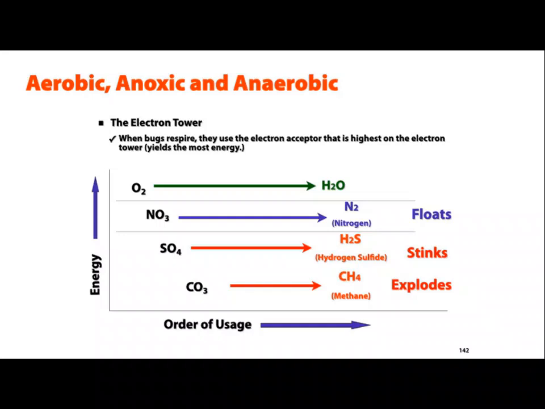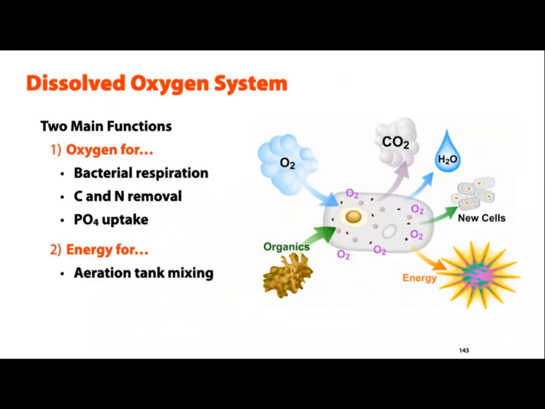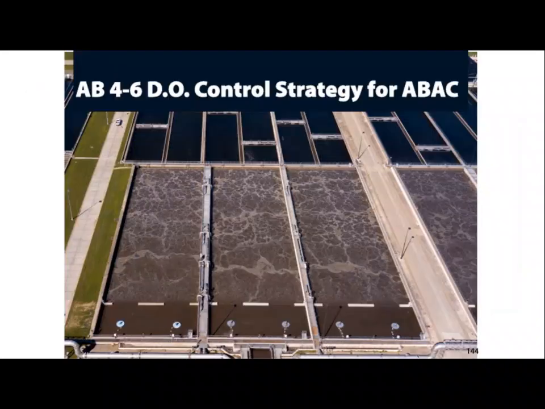All right, metabolic switching. It's all based on energy yield to the cell. They'll do what gives them the best outcome. Your DO system has a couple of purposes. One is to provide the oxygen for respiration and the metabolic work that's going to be done. That's both carbon and nitrogen removal, for phosphorus uptake and for respiration, but it's also the mixing device. Typically, we're relying on our aeration system to also be our tank mixer.